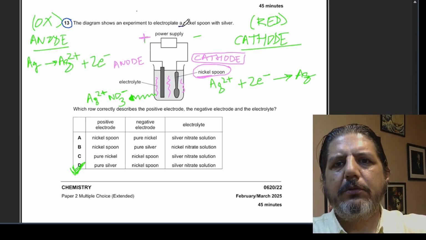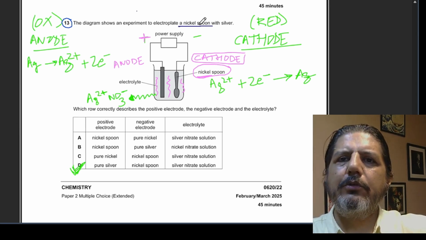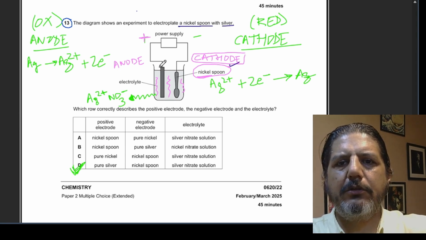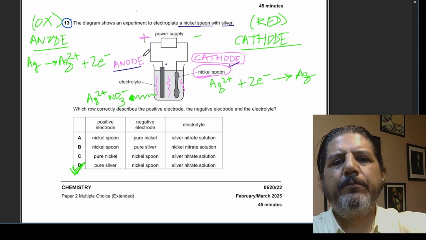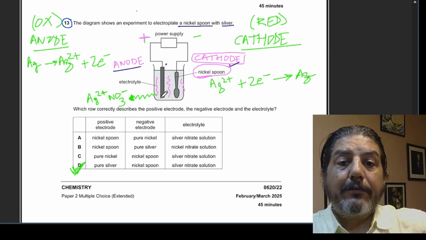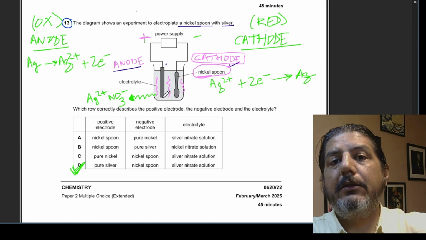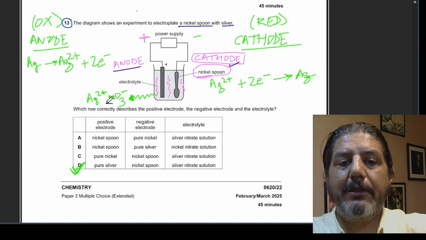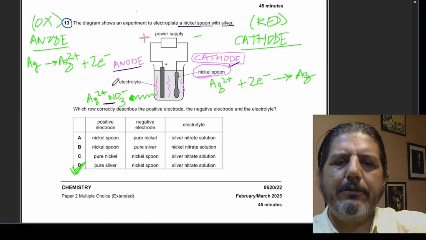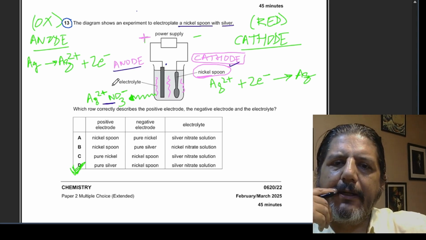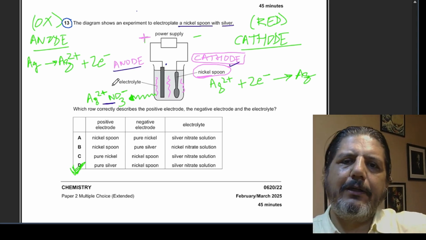To electroplate a nickel spoon: this is a spoon that has to be electroplated, so this will be the cathode. With silver, this would be silver and this would be the anode. There would be a salt of silver which will be the electrolyte. For example, in this case, though it is not mentioned, just to give you an example, I have taken the example of silver nitrate. So this is how the things are done.